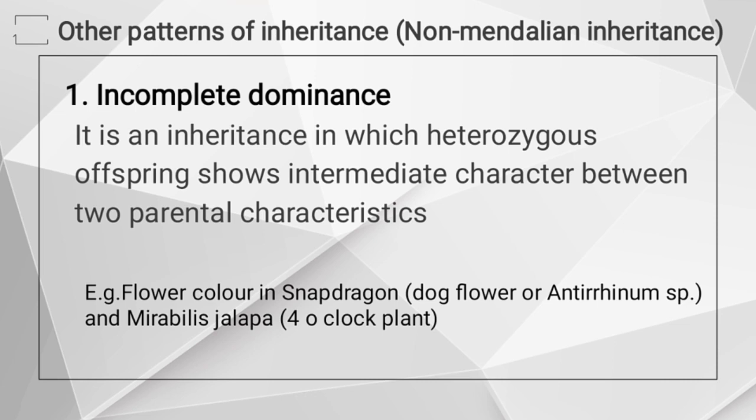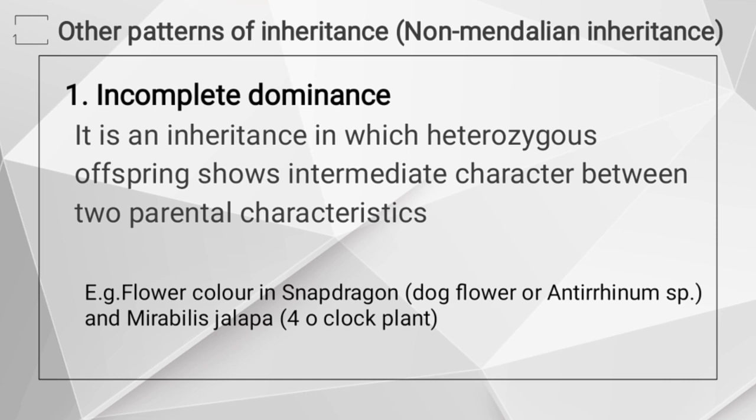But this video only deals with incomplete dominance and codominance. So first, let us discuss incomplete dominance. Incomplete dominance is an inheritance in which a heterozygous offspring shows an intermediate character between the two parental characters.